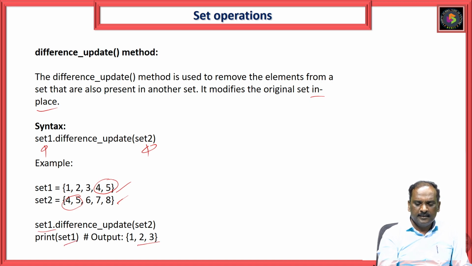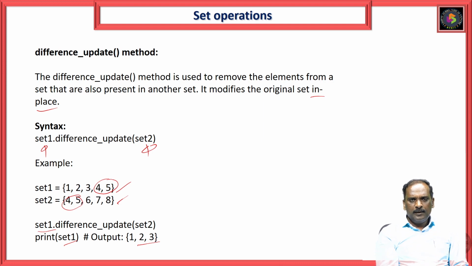If I display set1, now you can observe that the common elements are deleted from set1. The set1 will contain 1, 2, 3 elements. The difference underscore update will not return a new object. The changes are done in place. That means the common elements are removed from set1.